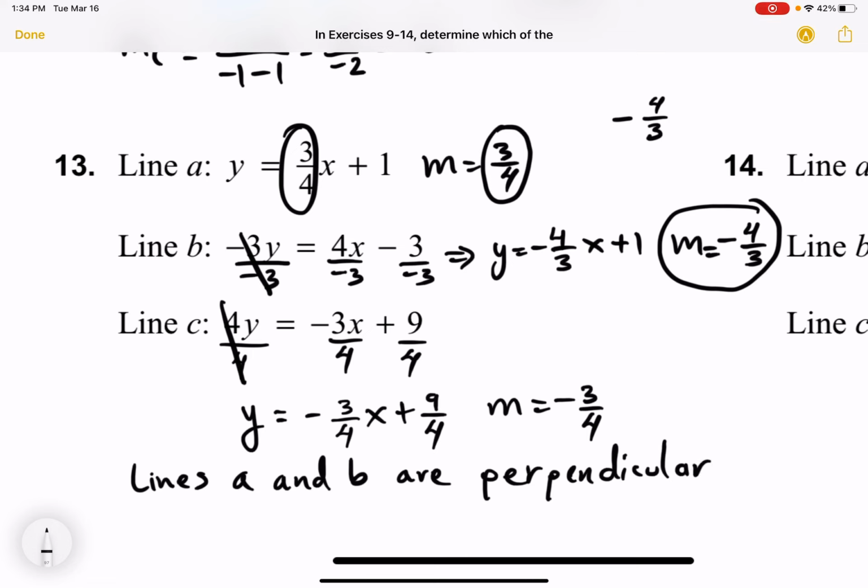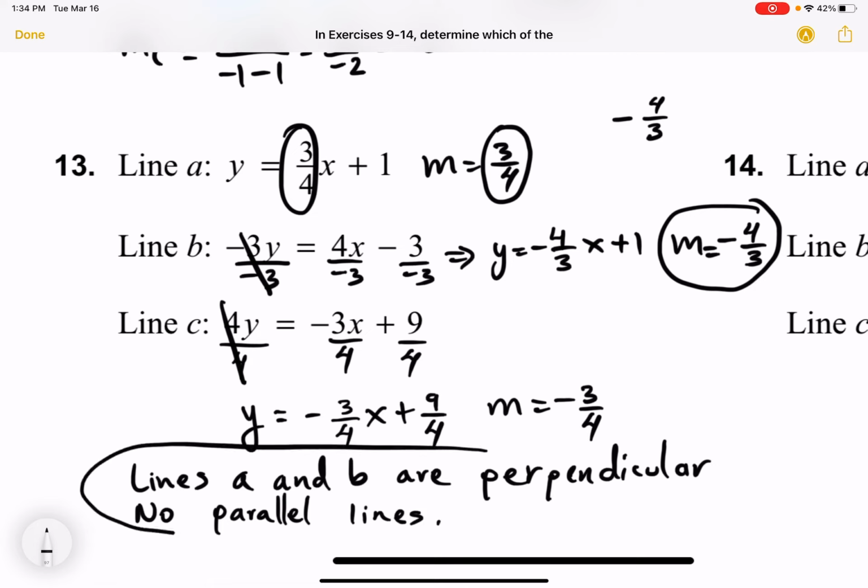If the slopes are the same, they are parallel. If the slopes are negative reciprocals, they are perpendicular. So no parallel lines here. And that would be the answer.